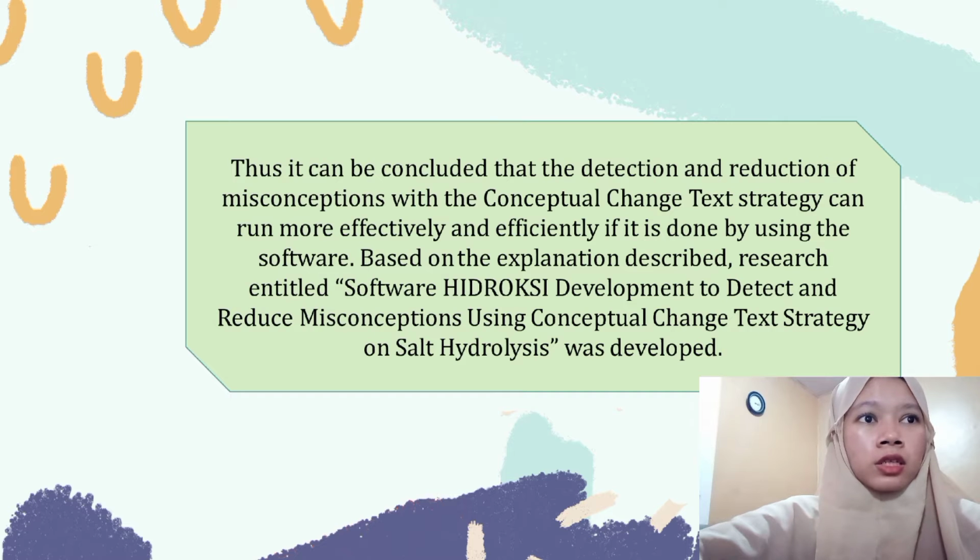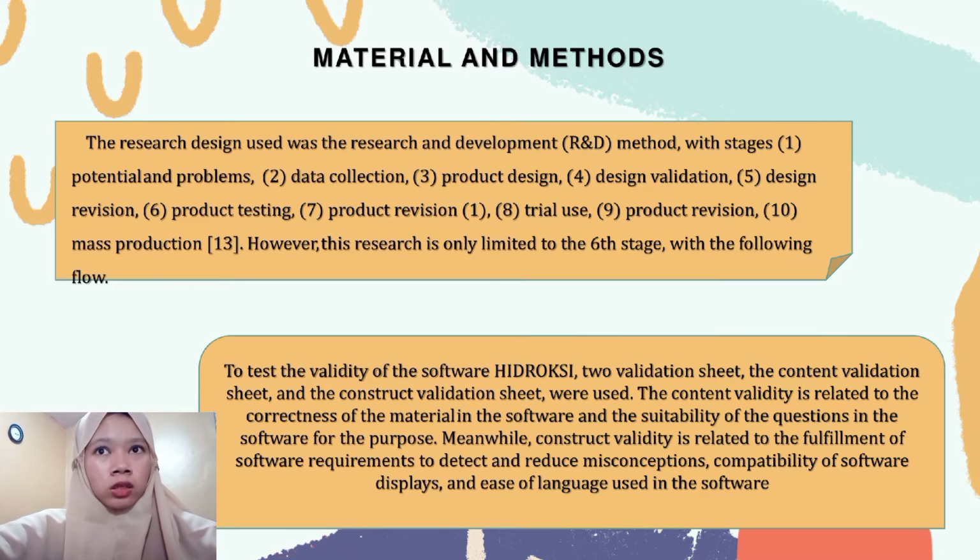Based on the explanation described, research titled Software Hydroxy Development to Detect and Reduce Misconception Using Conceptual Change Text Strategy on Salt Hydrolysis was developed. Material and method. The research design used was the research and development method with stage 1. Potential and problems. 2. Data collection. 3. Product design. 4. Design validation. 5. Design revision. 6. Product testing. 7. Product revision. 8. Trial use. 9. Product revision. And 10.